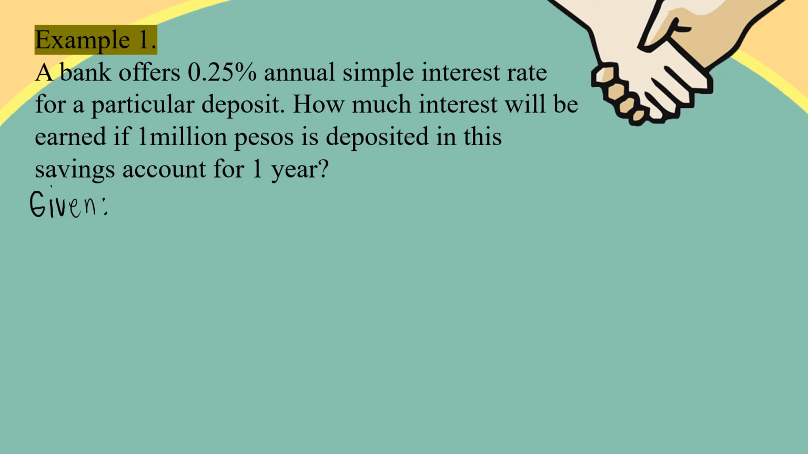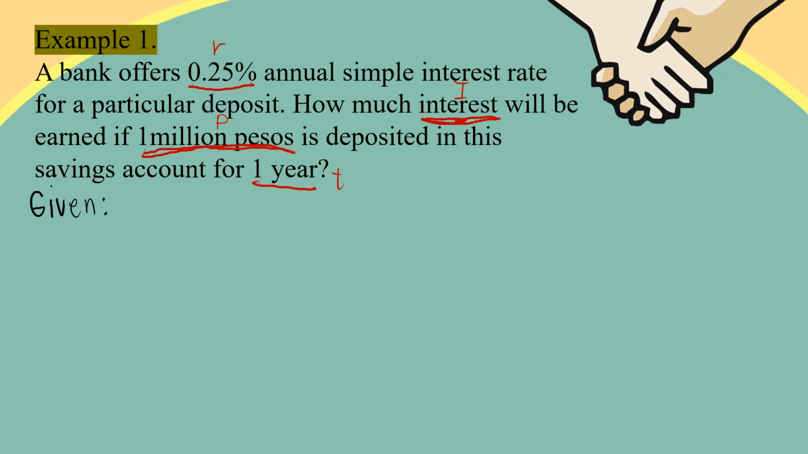Okay, doon sa problem, merong given na 0.25%. That is the rate. Then, ang hinahanap dyan ay yung interest. How much interest will be earned daw? So, yung I ang nawawala. If 1 million pesos is deposit. So, yung first amount na nilagay doon sa savings account is 1 million. So, siya yung principal. And then, gaano katagal daw din deposit? 1 year. So, ito yung ating time.